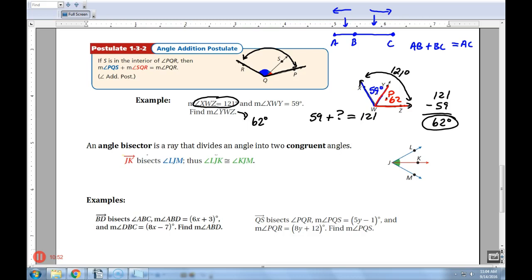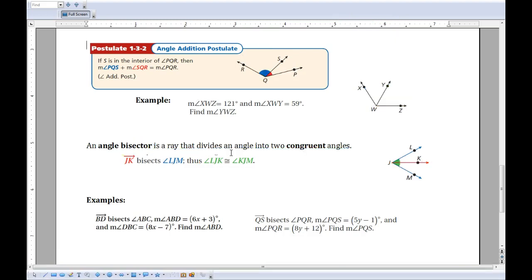Another vocab term that's pretty important here is an angle bisector. An angle bisector is basically a ray that divides an angle into two congruent pieces. It means it's right smack dab in the middle. So if I look to the diagram over here to the right, ray JK, this red ray here, if that bisects angle LJM, basically what it means is this side up here is the exact same measure as this one. It's like you folded a piece of paper right down the middle, and it's perfectly two congruent angles. And I can use my arc marks to show that this angle equals that angle. Or I could write it out in a congruent statement, but I'd rather just use the marks because it's shorter.